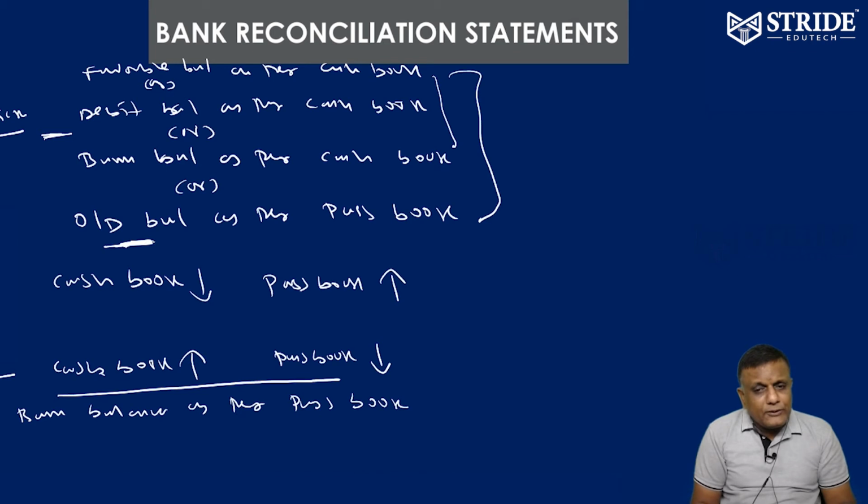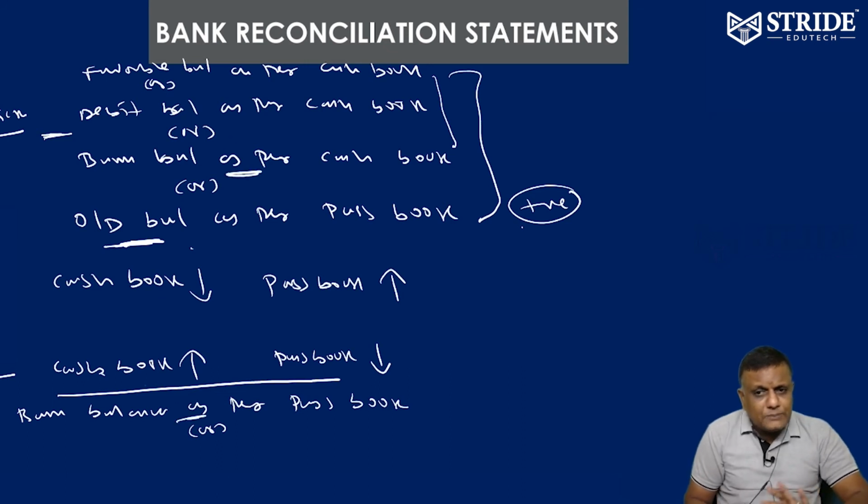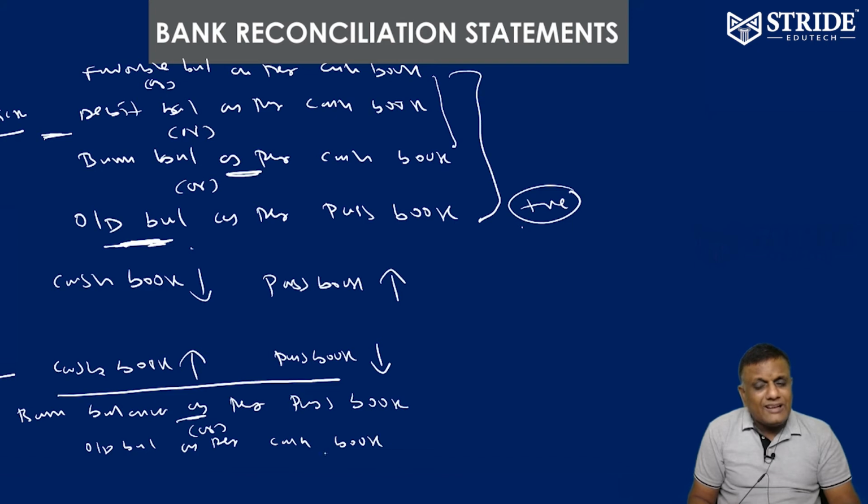Suppose OD balance is the starting point, I'm going to take it as a positive, okay, right. Suppose OD balance comes in, so either bank balance as per cash book is the starting point, which means the ending point is bank balance as per passbook, that is clear. Suppose if you start with OD balance as per passbook as the starting point, you will be getting OD balance as per cash book. So this is positive.